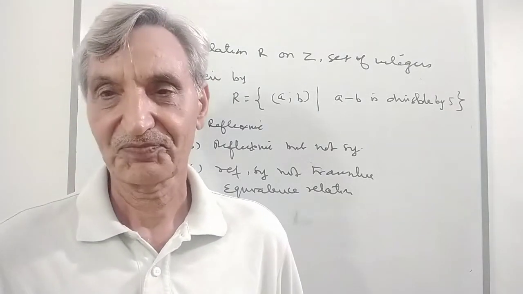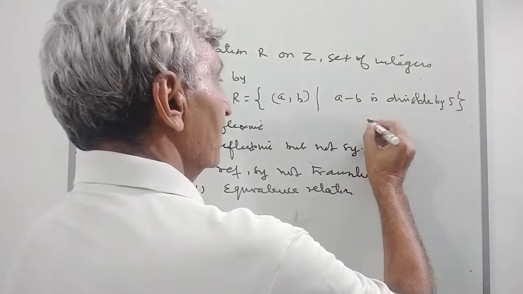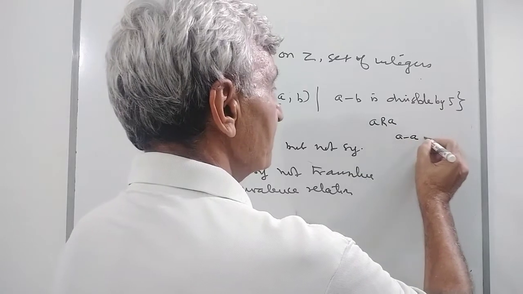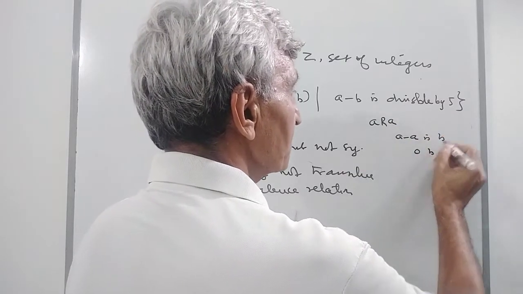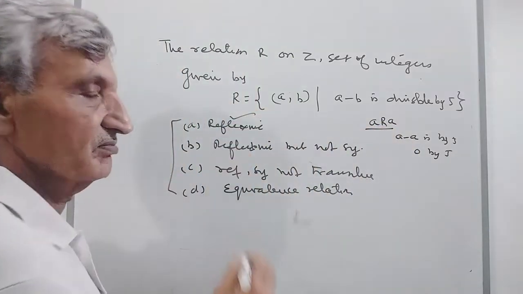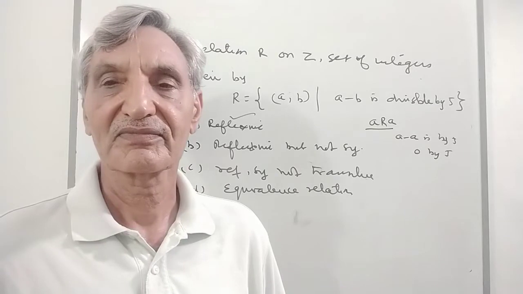Solution: for reflexive, is a related to a? Is a minus a divisible by 5? 0 is divisible by 5? Answer: yes. So it is reflexive.